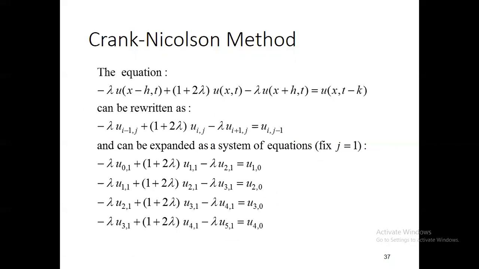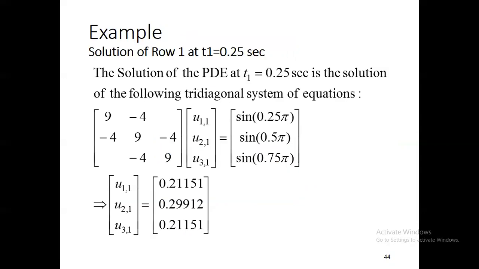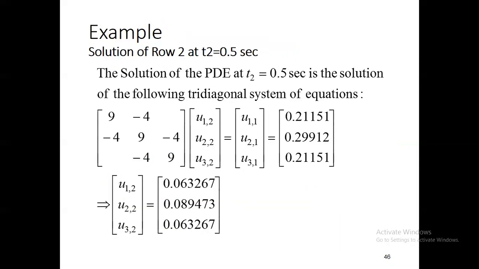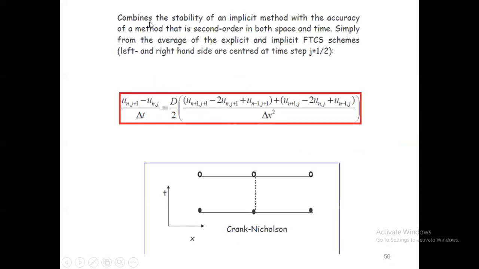Now, what is special about the new method? Let us go to the new method. Okay. Now, what is happening in the new method? We are saying Crank-Nicholson at j plus 1 and j averaged. So now what is meant by this? So now let us read it.